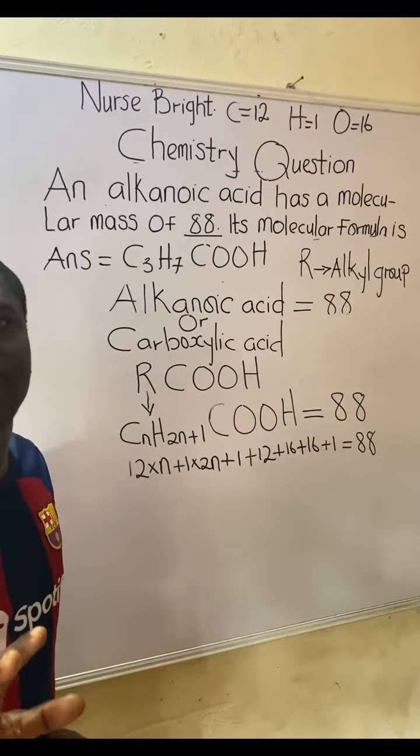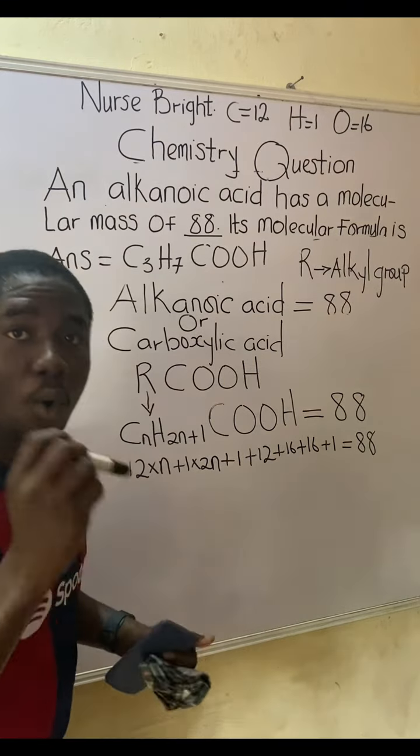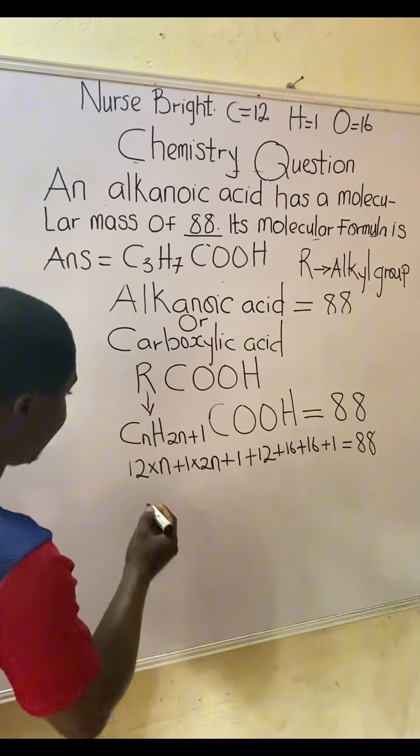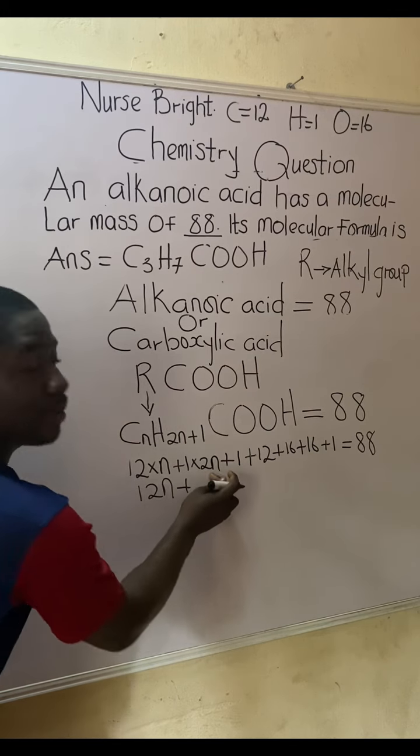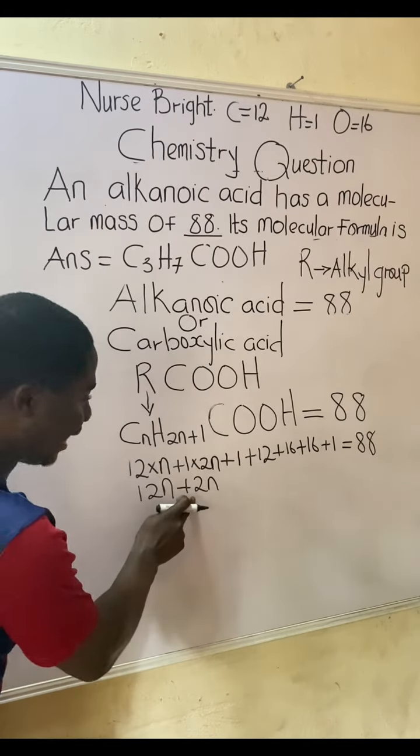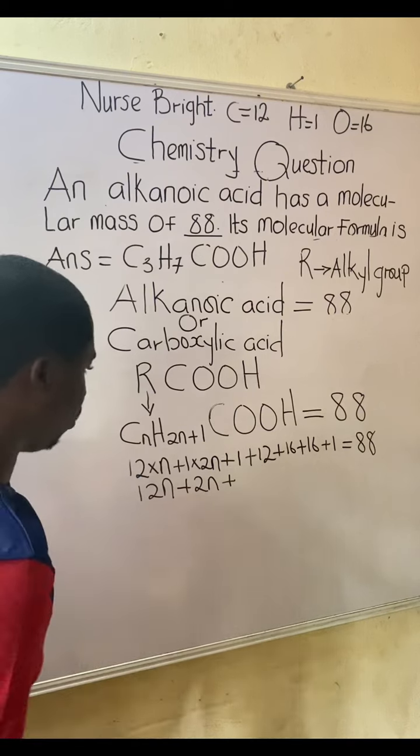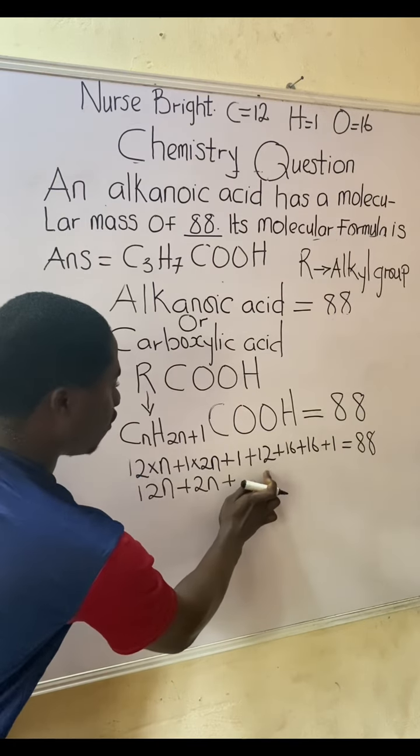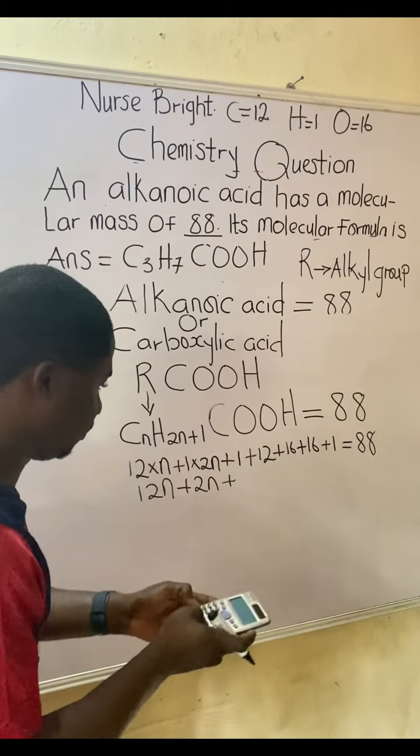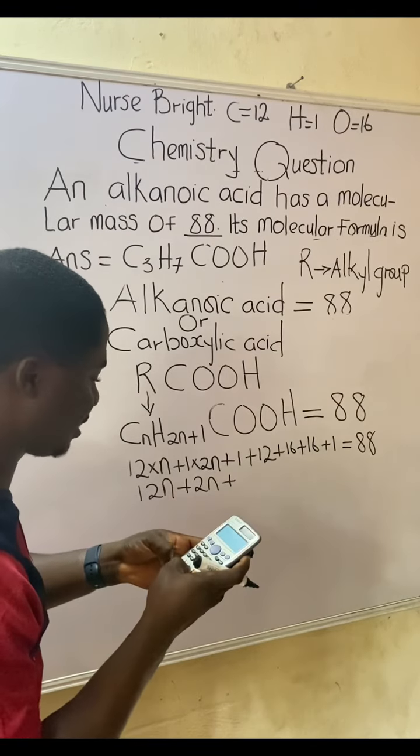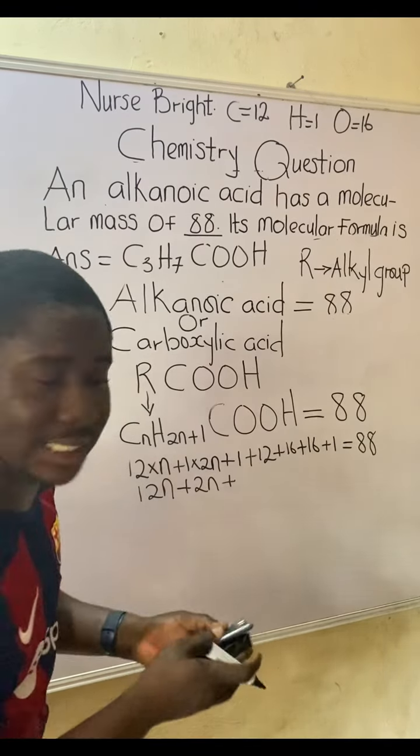To do that is extremely easy, so let us solve together. Okay, guys, so let's evaluate them. So it's going to be 12 times n, that's 12n, plus 1 times 2n, that is 2n, plus 1 plus 12 plus 16 plus 16 plus 1. So let's do that together. 1 plus 12 plus 16 plus 16 plus 1, that's 46.